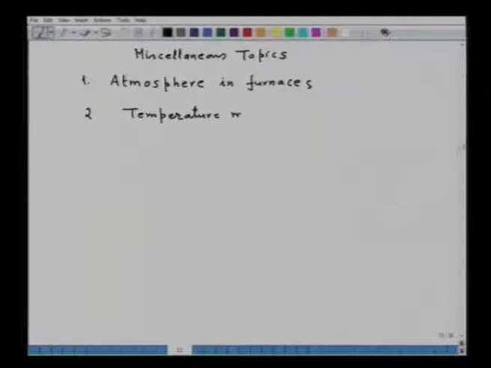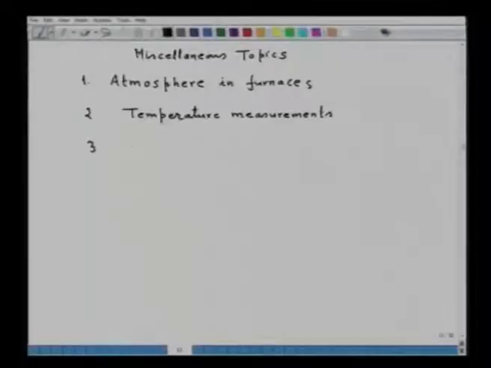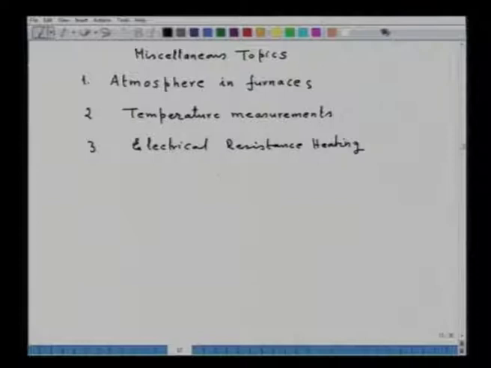Temperature measurements, because many a times temperature measurement is also an important issue and one should know the principle and operating details of temperature measurements. Third, that I will be including is electrical resistance heating. So, as such, let me first start with the atmosphere in furnaces.